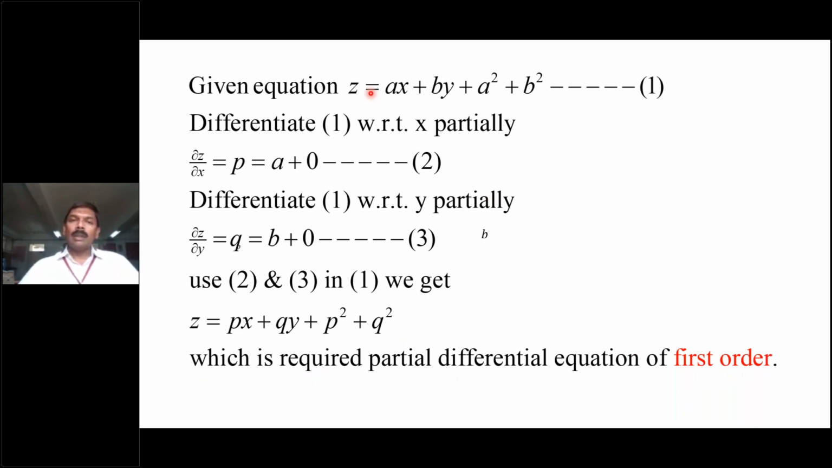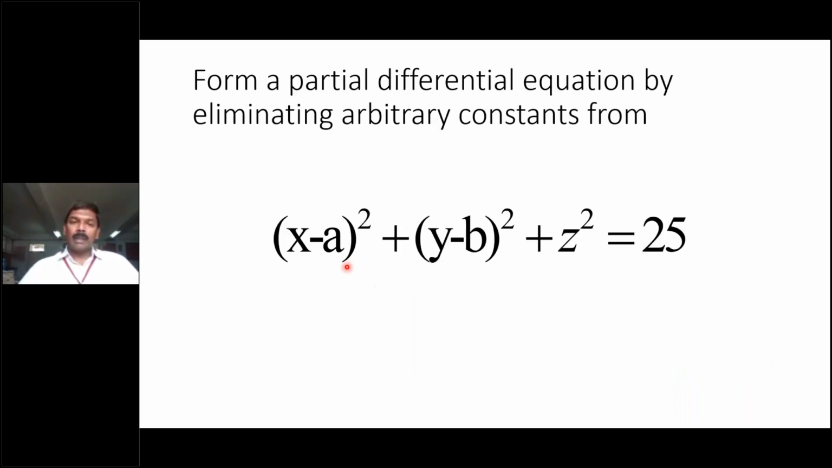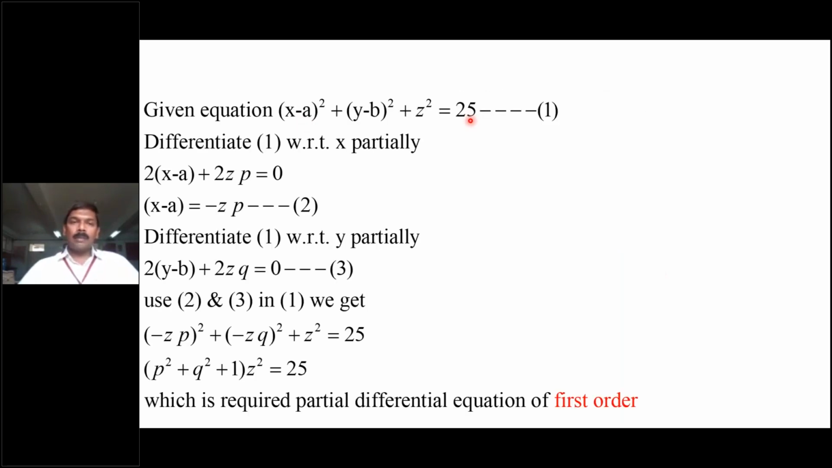Remember, now in this equation 1 we are having two constants. By eliminating two constants, which order equation we get? First order. Now let us take next example. Equation is x minus a whole square plus y minus b whole square plus z square equal to 25. So start with the given equation.